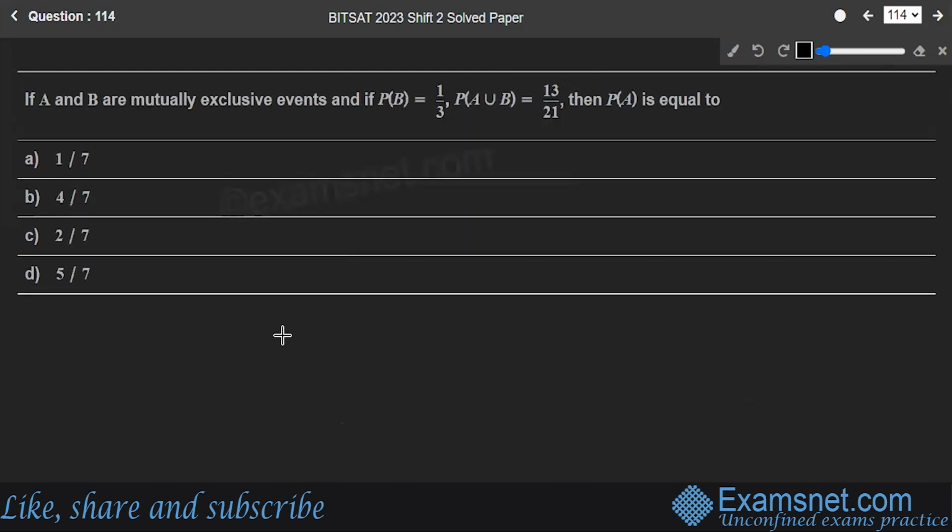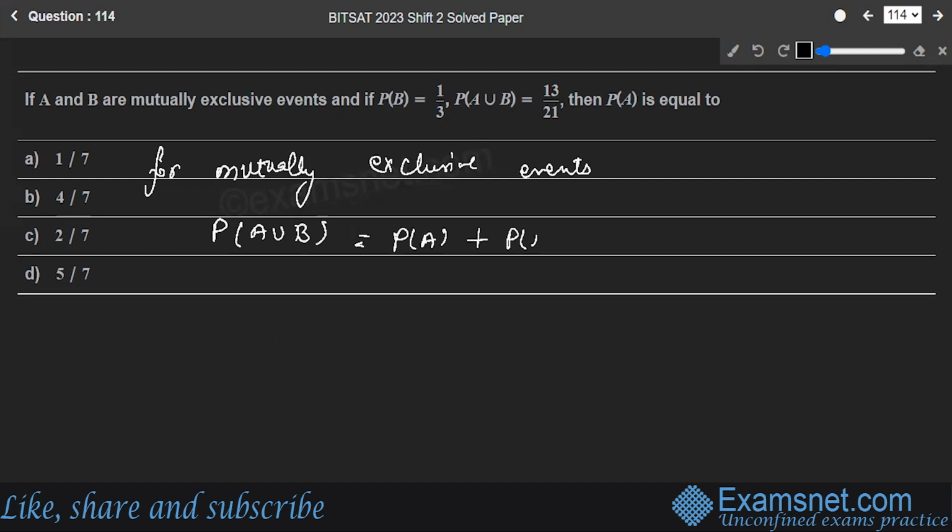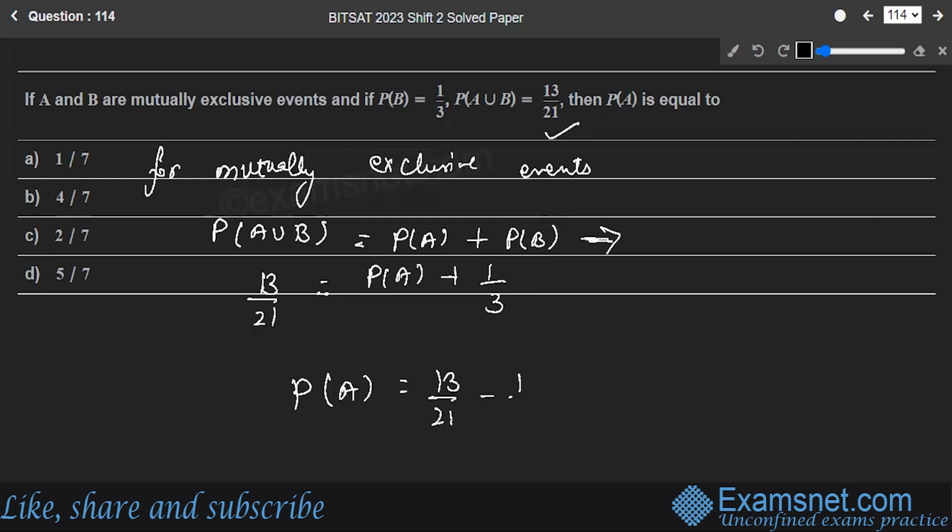If A and B are mutually exclusive events, P(B) is this and P(A union B) is this. What is P(A) equal to? See, for mutually exclusive events, you have P(A union B) is equal to P(A) plus P(B), because they are mutually exclusive. That means they have nothing in common. And P(A union B) is given by 13 upon 21. P(A) I have to find out. P(B) is 1 by 3. So P(A) will be 13 upon 21 minus 1 by 3.